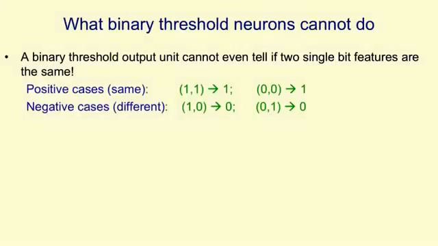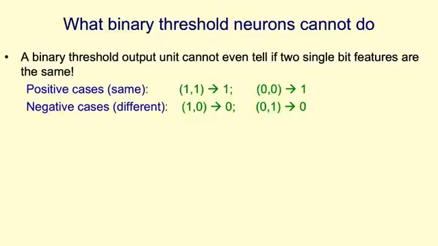So here's a classic example. What we're interested in is, what can you learn to do with the binary threshold decision unit, that is, by changing its weights. And we're going to show that there are very simple things that it can't learn to do.